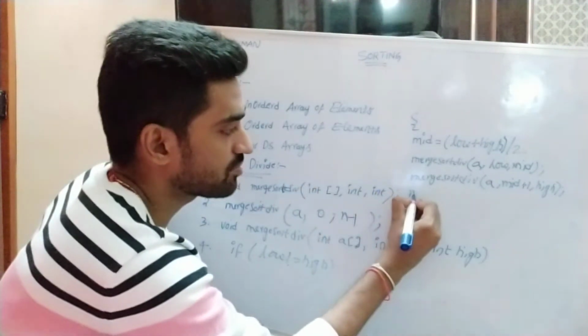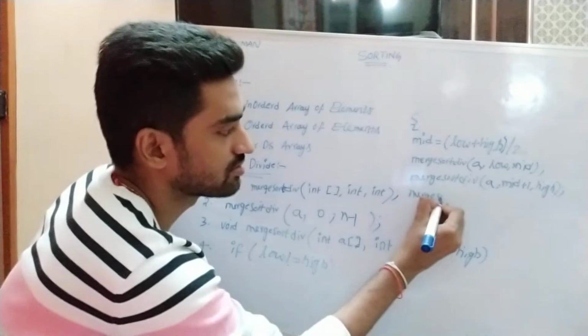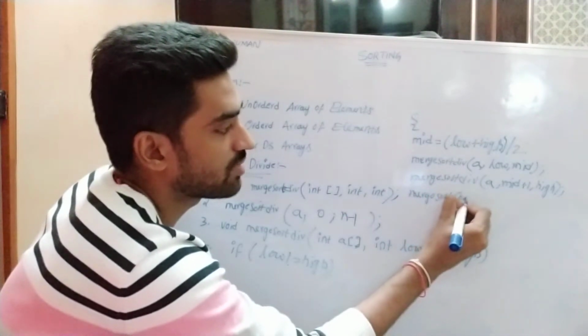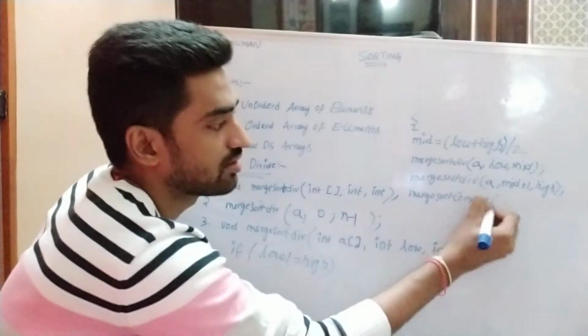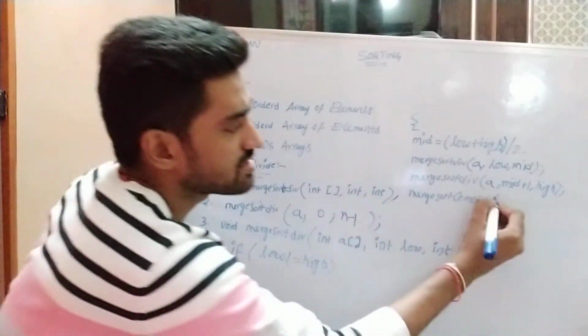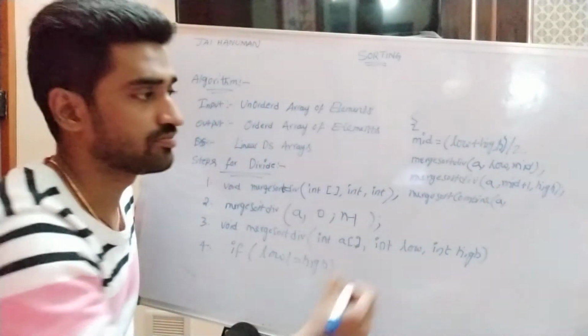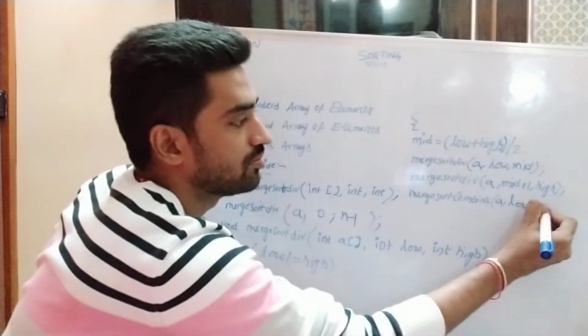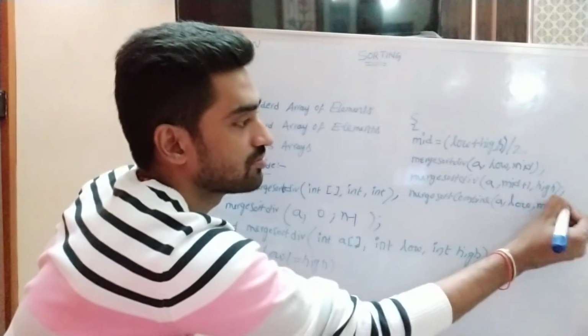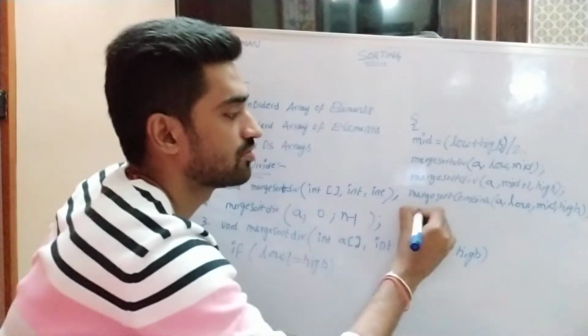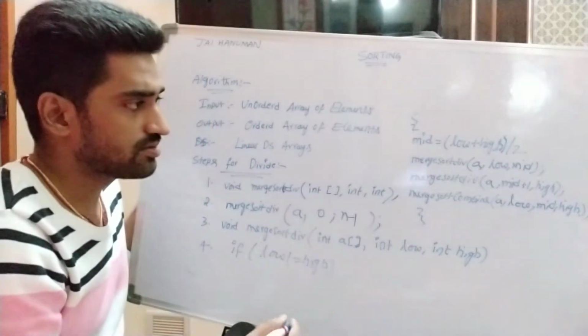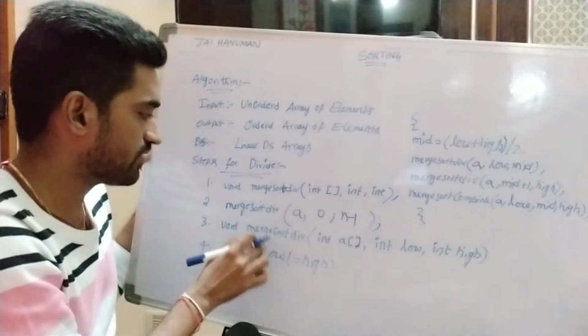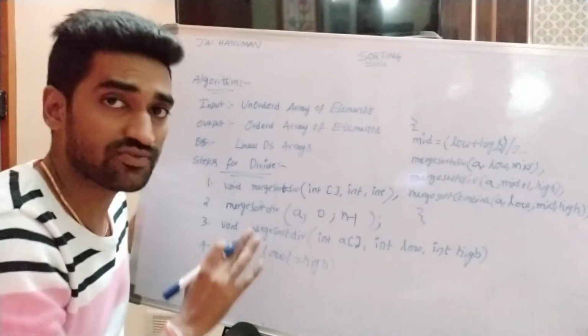So after dividing each and every array into individual arrays, then we finally call the mergesort combine function, which contains array A, low, mid, high, right? So this is the procedure for mergesort division, right?